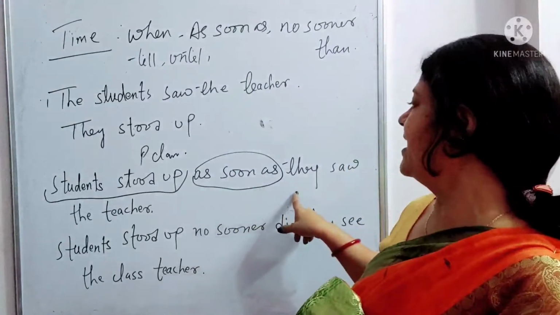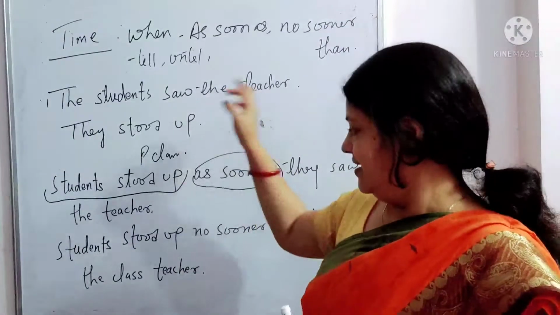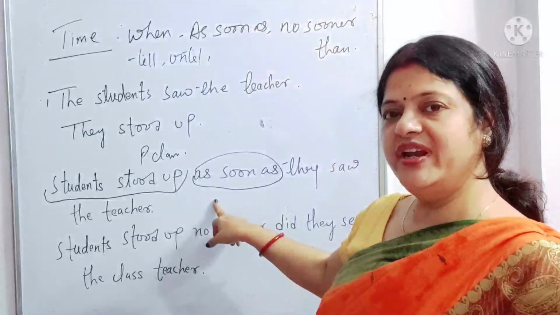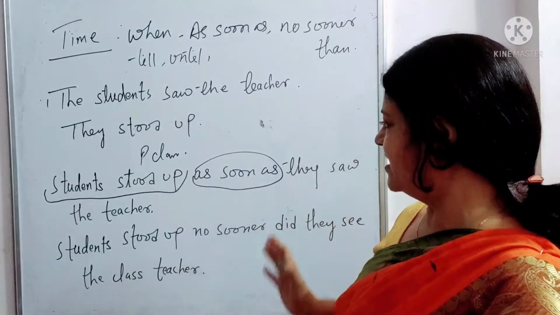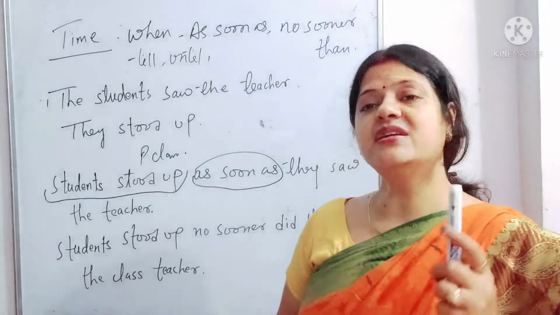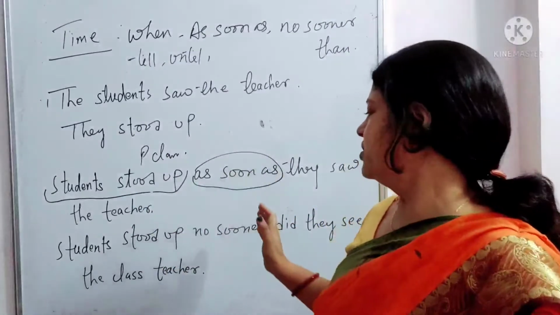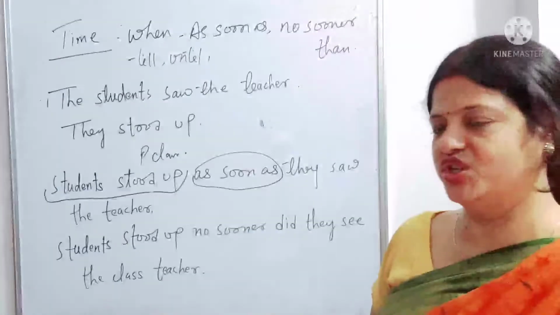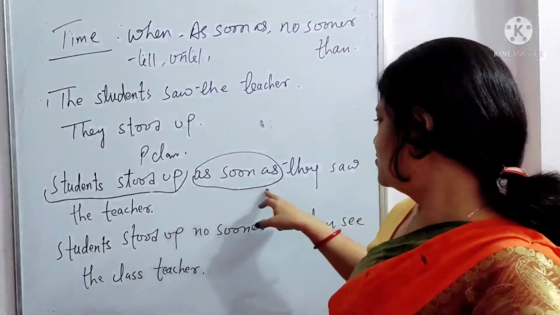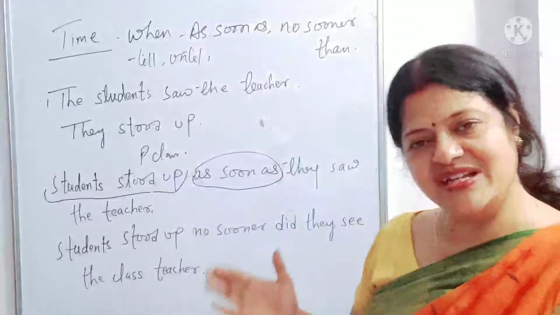This subordinating adverb clause depends totally on the principal clause for its meaning, and the clause with as soon as is modifying the verb stood up in the principal clause. So: students stood up as soon as they saw the teacher. We can ask a question: when did students stand up? As soon as they saw the teacher. So we see that an adverb clause of time always tells about time.